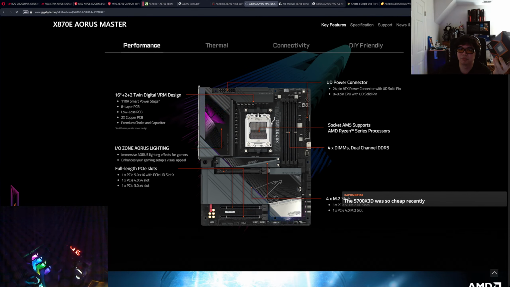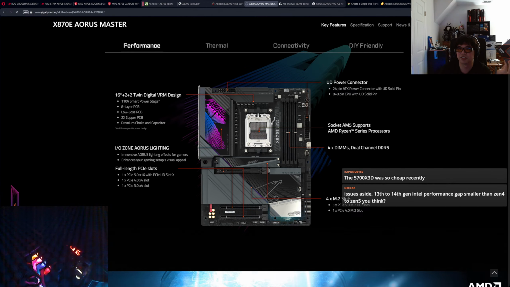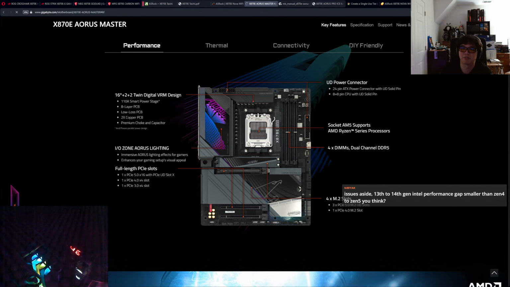I will definitely have to retest them before long because of all the BIOS, the AGESA, the Windows updates, all that stuff. So I do need to retest them. But even without all the updates, I saw decent uplifts in performance. I thought it was a pretty good upgrade over Zen 4.